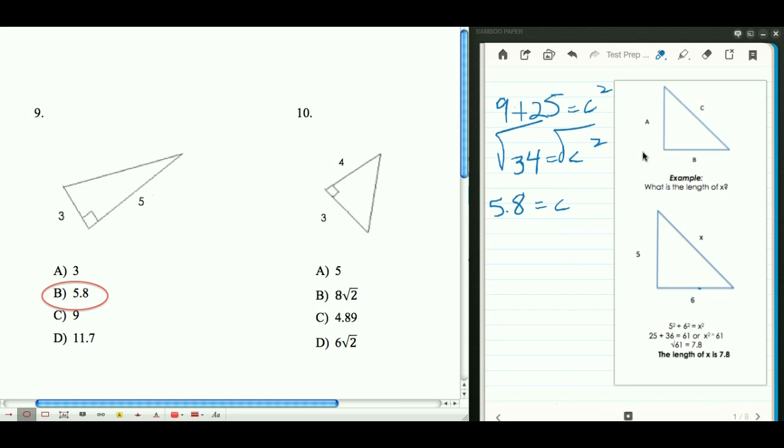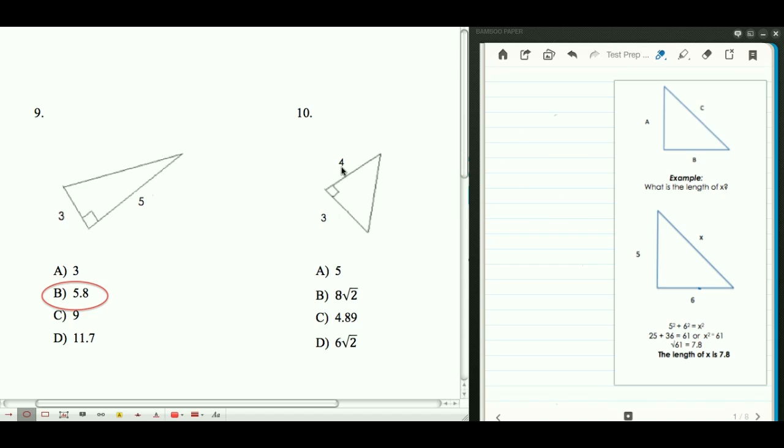Let's look at number 10. Okay, number 10, we have 4 squared, which is 16, plus 3 squared gives us 9. And that's equal to c squared. That means 16 and 9 give us 25 is equal to c squared. Take the square root of each side. It's going to be 5 is equal to c. And there we go.